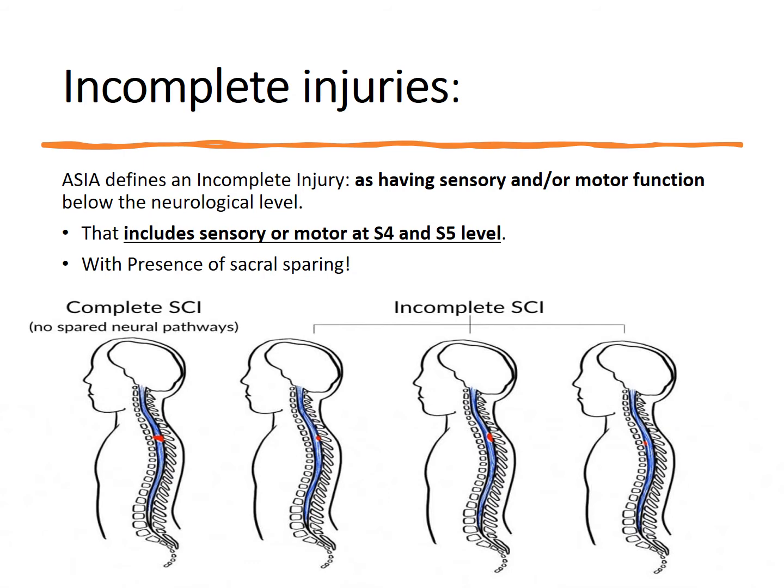So, recapping here, a complete injury has no sensory and no motor below that level of neurological compromise, and no sacral sparing. When we talk about an incomplete spinal cord injury, we are talking, based upon the ASIA scale, about having sensory and or motor function below that neurological level, as well as the presence of sacral sparing.